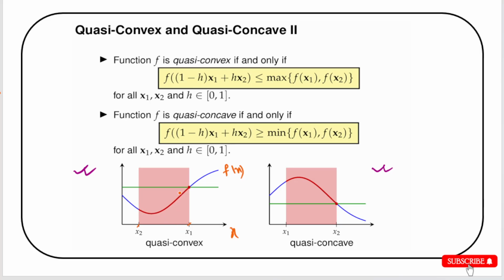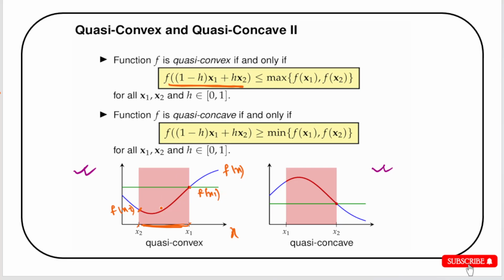Now you have to know if it is a quasi convex function or a quasi concave function. How will you check that? First, find out the functional value. This is the functional value f(x2). This is the functional value f(x1). Now the definition says that if the functional value of this expression is less than or equal to the max of f(x1), f(x2).